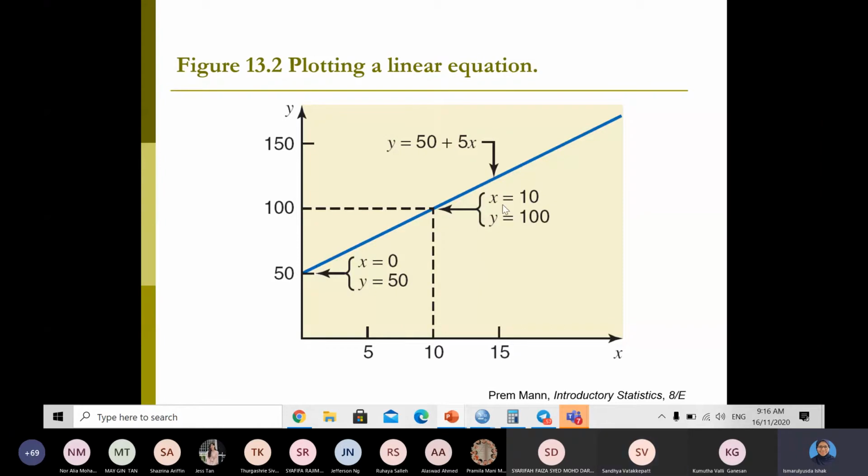And then another one, when x equal to 10, y will equal 50 plus 50, which is 100. So this is another point. So you can draw a straight line here to show that this is the line for y equal to 50 plus 5x.